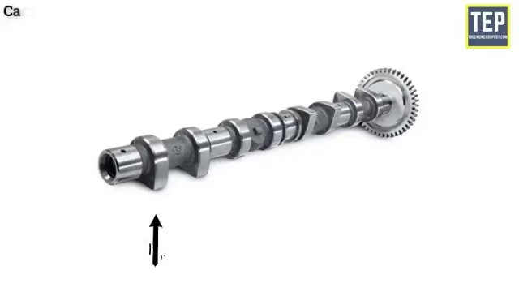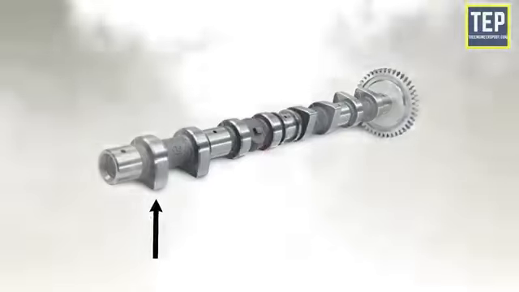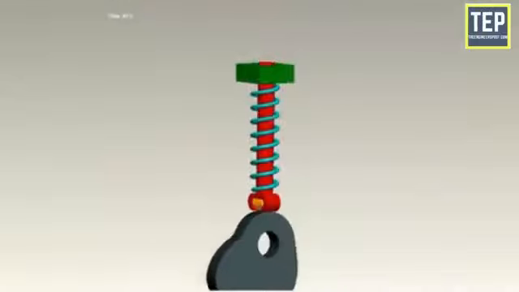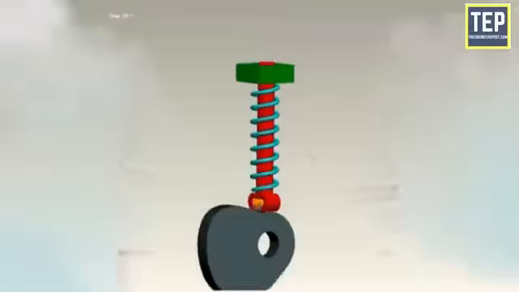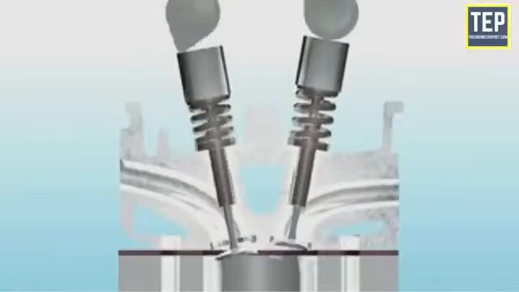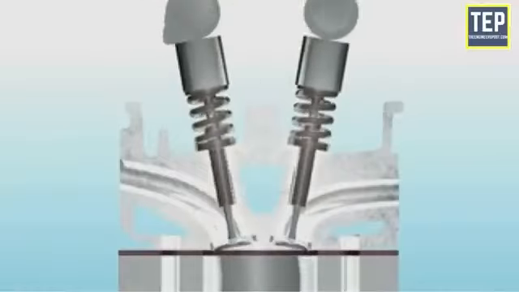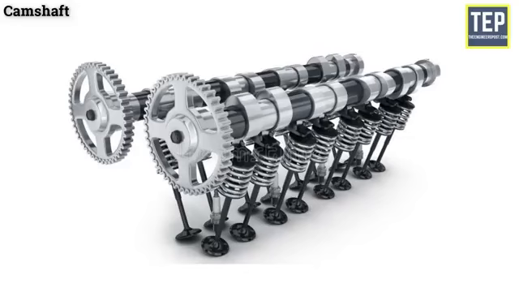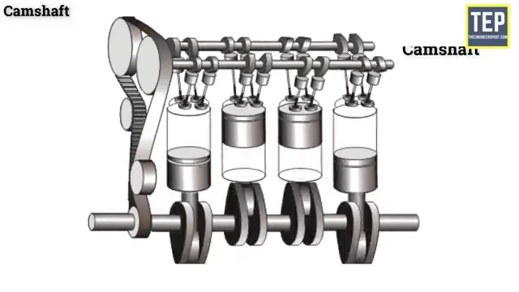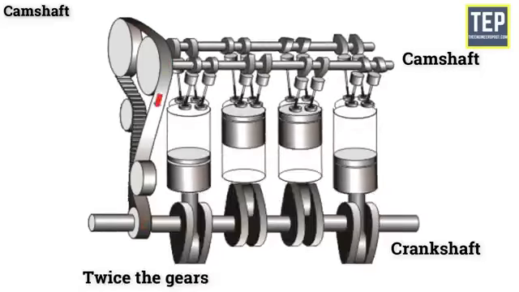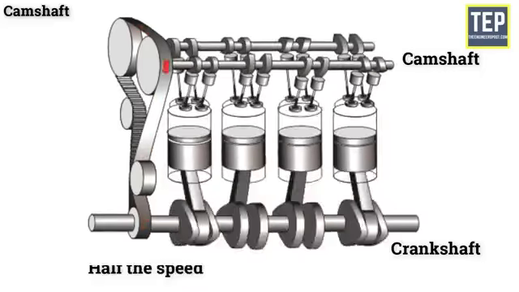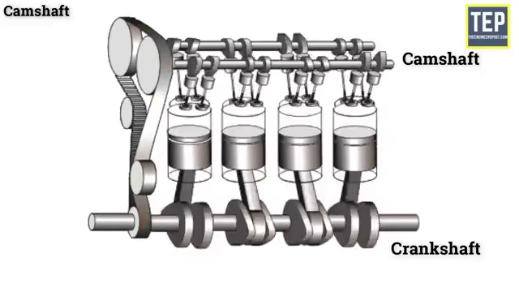Camshaft. A camshaft is a shaft on which cams are mounted. A cam is a device that changes the rotary motion of the camshaft into the linear motion of the follower. It is responsible for the opening of the valves. A camshaft has several cams along its length. The camshaft is driven by the crankshaft, and it has twice as many teeth on its gear as the gear on the crankshaft, and it turns at half the speed of the crankshaft.